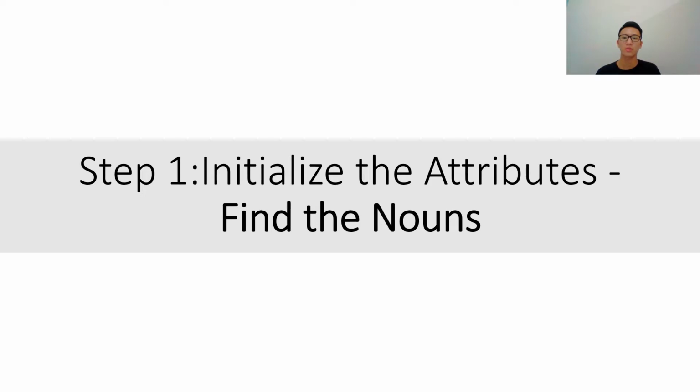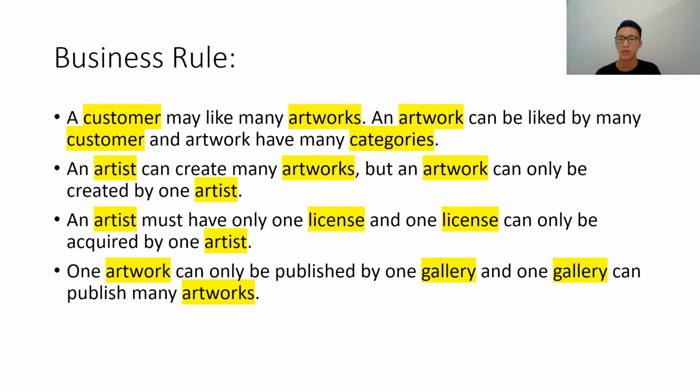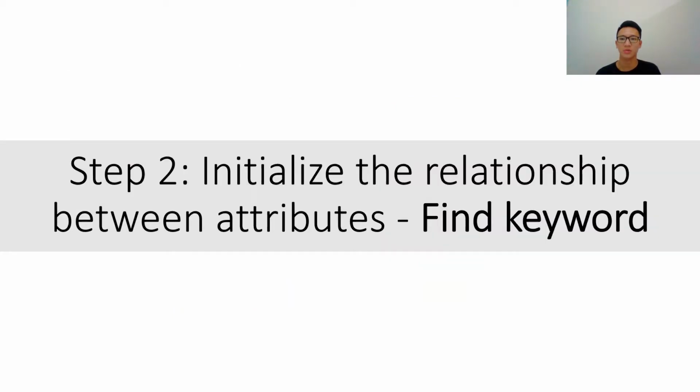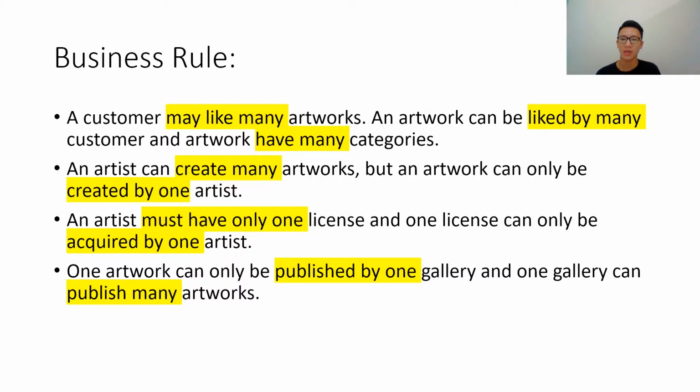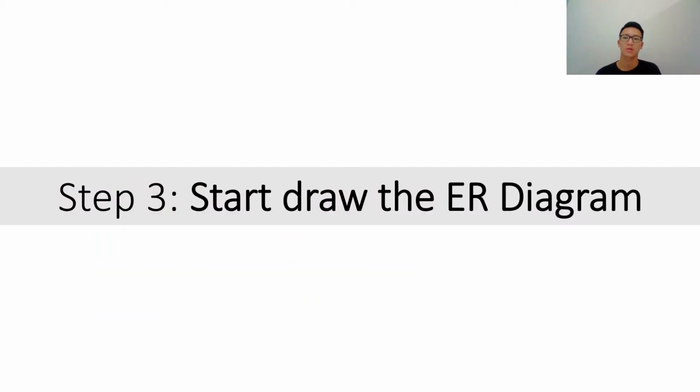Step 1. We need to initialize the attributes by finding the nouns. So you can see the highlighted words customer, artworks, category, artist, license, and gallery are the nouns. Okay, step 2. We need to initialize the relationships between attributes by finding the keywords. So here are the highlighted words: may like many, liked by many, have many, create many, created by one, and so on. These are the keywords. So step 3, we can start to draw the ER diagram.